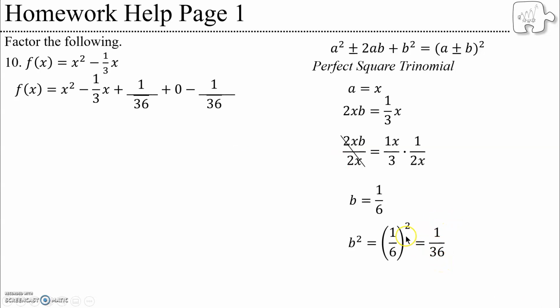The reason is because 1 over 6 times 1 over 6 is going to be 1 times 1 over 6 times 6. 1 times 1 is 1, 6 times 6 is 36. So we went ahead and we added 1 over 36 and subtracted 1 over 36. So the first 3 terms make up our perfect square trinomial. This is a minus, so it'll be a minus b squared. Our a is x, our b is 1/6, so it'll be x minus 1/6 squared, and 0 minus 1 over 36 is minus 1 over 36.